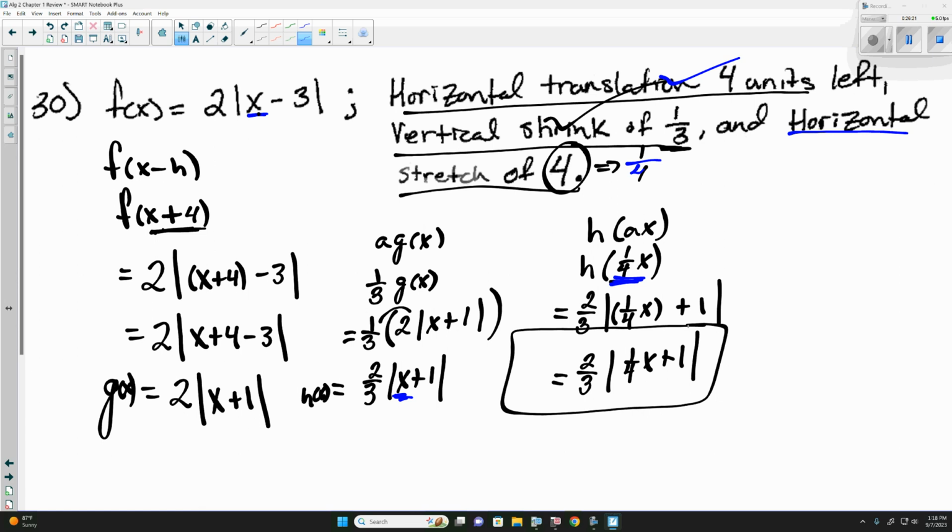And then we can call it whatever we want. We can call it a of x. We can call it y of x. We can call it z of x. We can call it q of x. We can call it whatever we want, but that is the final answer. Questions on this here?